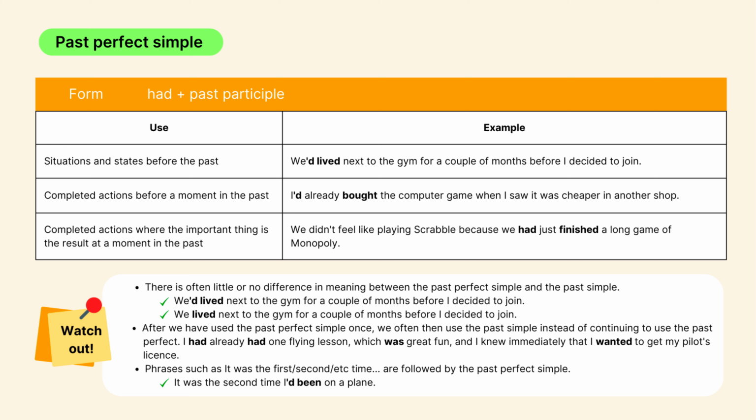After we have used the past perfect simple once, we often then use the past simple instead of continuing to use the past perfect. I had already had one flying lesson, which was great fun, and I knew immediately that I wanted to get my pilot's license. Phrases such as it was the first, second, etc. time are followed by the past perfect simple. It was the second time I'd been on a plane.